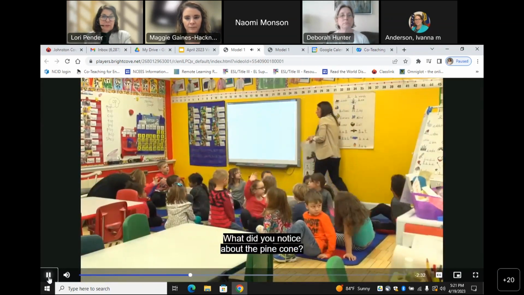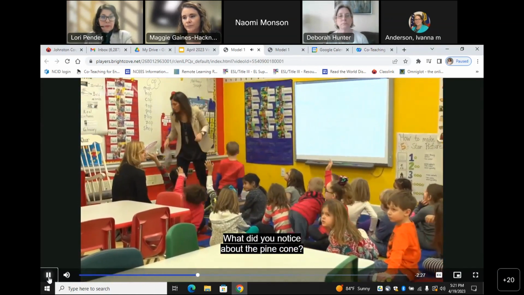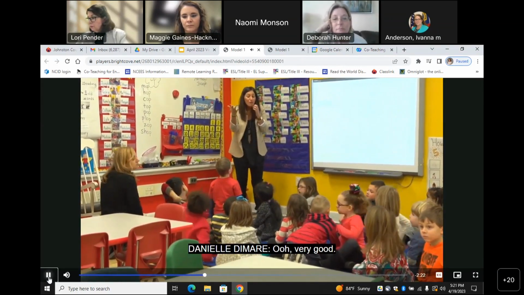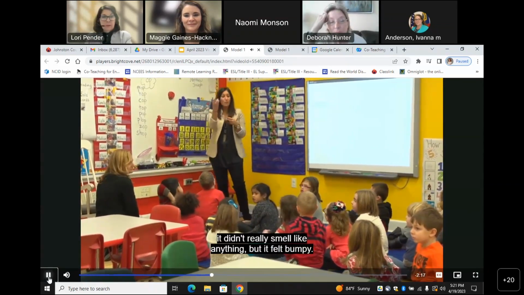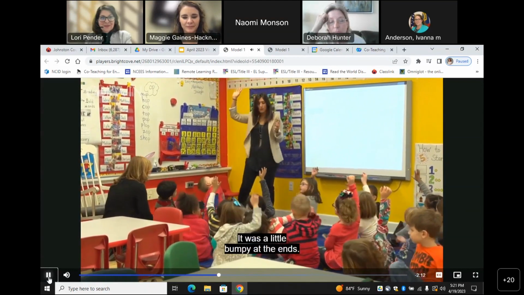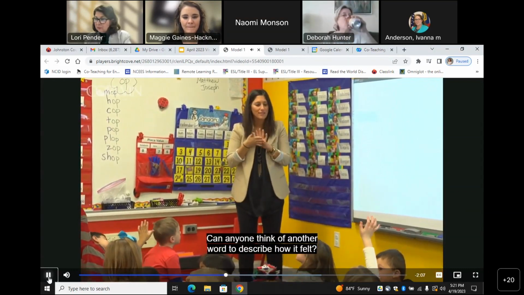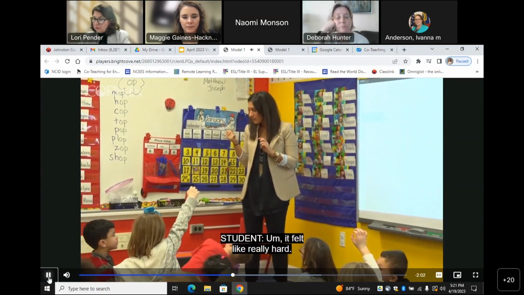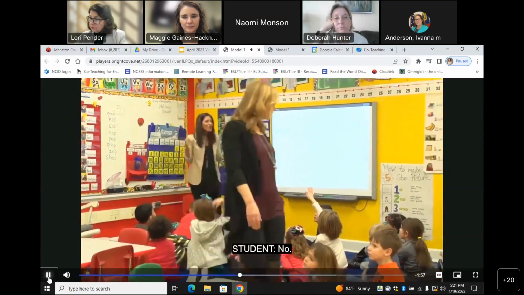What did you notice about the pine cone? Elise! It felt like bumpy. Ooh, very good. It didn't smell anything. When you smelled it, it didn't really smell like anything, but it felt bumpy. Raise your hand if you felt the pine cone and you thought it was bumpy. Excellent. Can anyone think of another word to describe how it felt? Gabriel? It felt like really hard. Hard. Very good. Was it soft? No, it was hard.